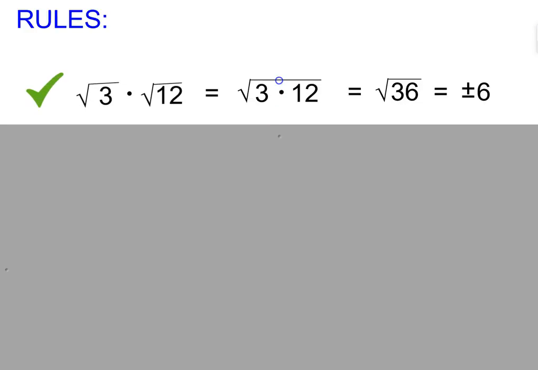There are a couple of rules that we can use to make our lives a little easier when it comes to some of these expressions. The first rule is that when you're multiplying two square roots, and they don't have to be perfect squares, you can multiply the numbers on the inside and put it under a single square root symbol. Once you find the product, you can just write the answer. A couple things to note about this is that it needs to be multiplication only.